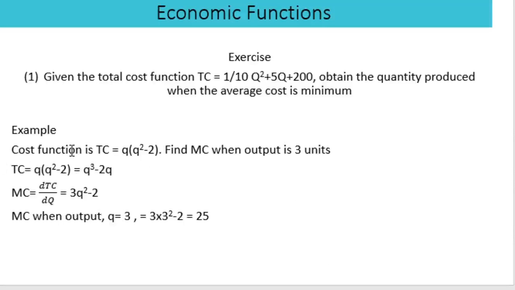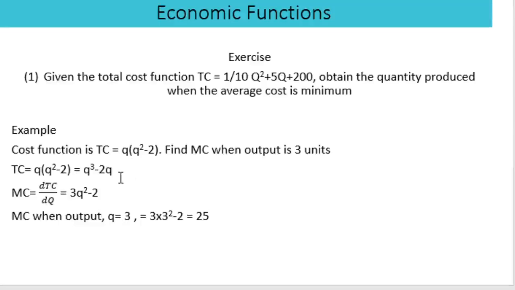Here also we need to find the Q and the minimum of AC. Given the total cost function, this is an example. A homework is given here. Given the total cost function TC equal to 1 by 10 Q square plus 5Q plus 10, obtain the quantity produced when average cost is minimum. Here you need to find out the value of Q when average cost is minimum. Therefore, first find the average cost, then set the conditions for minimum, find out the value of Q, then check the second order condition. If it is satisfied, the derived output is produced at the minimum of AC.